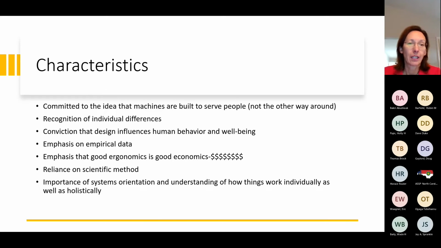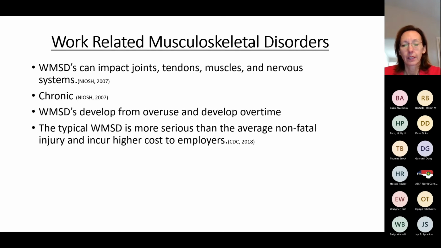Emphasis on empirical data. It's not just common sense. Good ergo is good economics. For our experiments, we rely on the scientific method. And we consider the world holistically and individualistically. So we know that for systems, we have to think about the micro and the macro. We have to think about the individual, that one person, and also how every one of those people working together make the system go.